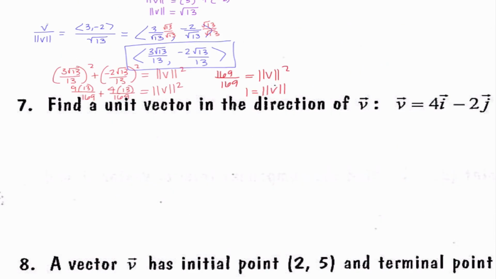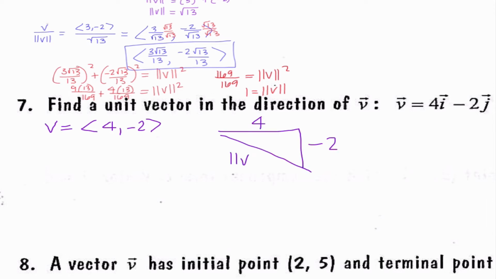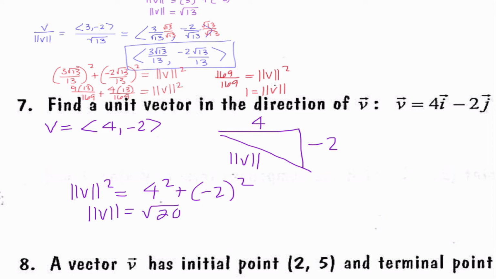Number 7, we have another unit vector problem. So I'm going to start by saying the vector is ⟨4, -2⟩. And if I'm drawing this out, I'm going to the right 4 and down 2. So I'm going to use the Pythagorean theorem and say the magnitude squared equals 4 squared plus negative 2 squared. And so I get that the magnitude is equal to radical 20, which when I simplify, I get 2 radical 5.